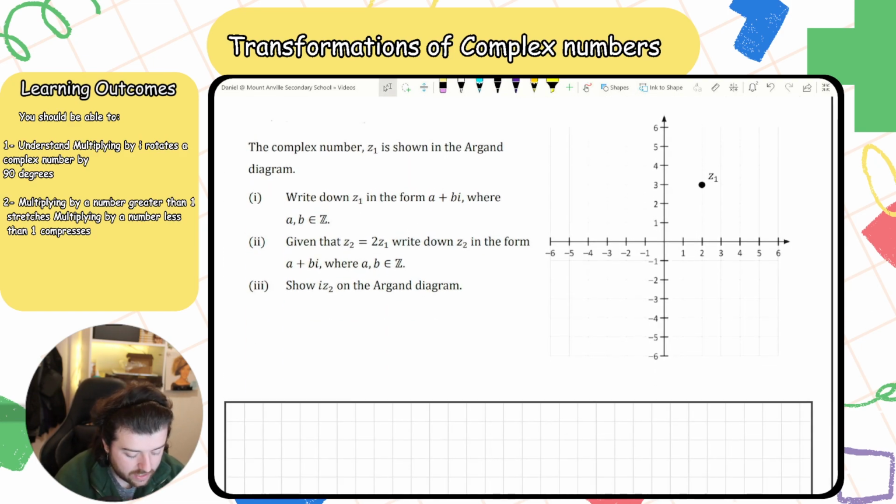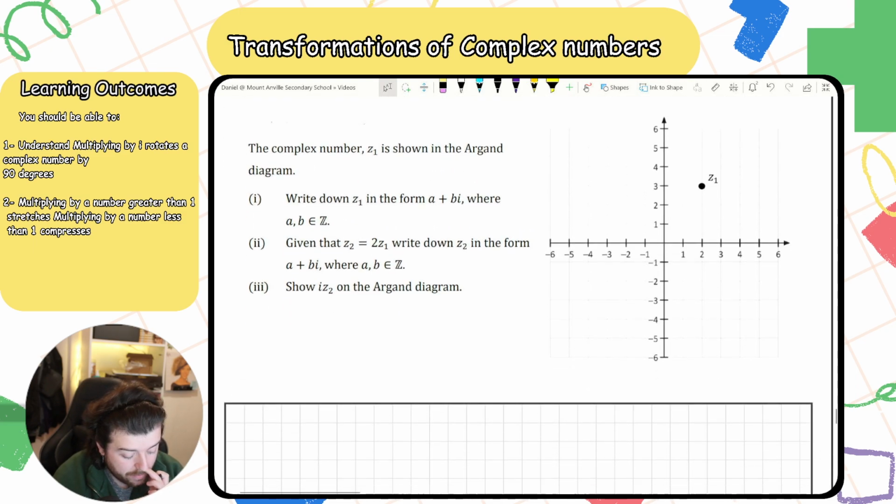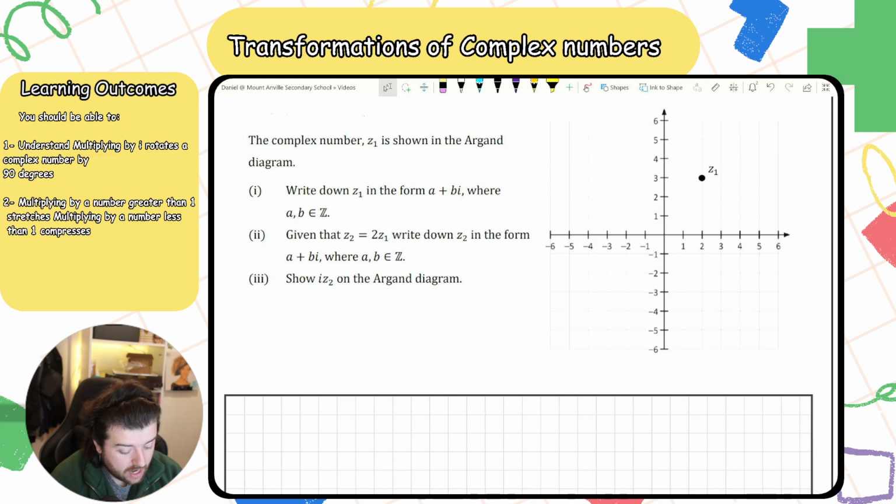So let's look at this one here. This is from another mock paper the year before. The complex number z1 is shown on the Argand diagram. Write down z1 in the form a plus bi. Well, that's going to be 2 plus 3i. It's 2 on my real axis, 3 on my imaginary. Given that z2 is equal to 2 times z1, write down z2 in the form a plus bi. That's just 2 times this number, which is 4 plus 6i.